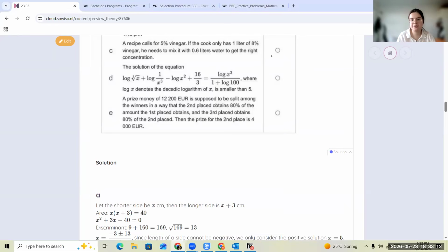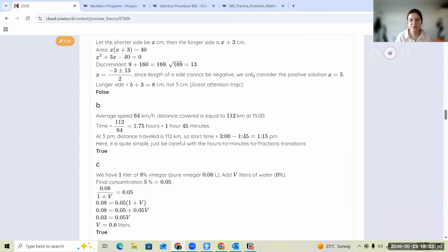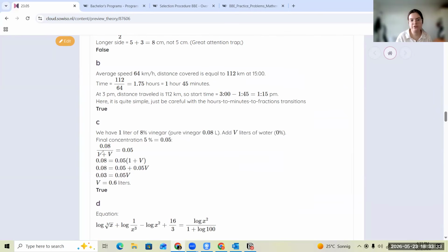So a recipe calls for 5% vinegar. If the cook has only 1 liter of 8% vinegar, and needs to mix it with some water, let's say 0.6 liters, true or false, to get the right concentration. So from a concentration of 8%, you want to go down to 5%. Here we have the concentrate on the top. So 0.08 liters would be pure vinegar out of 1 liter, because you have 8% of it in the liter. And below you have the 1 liter that you have plus some volume of water that you don't know yet, but you can find it out.